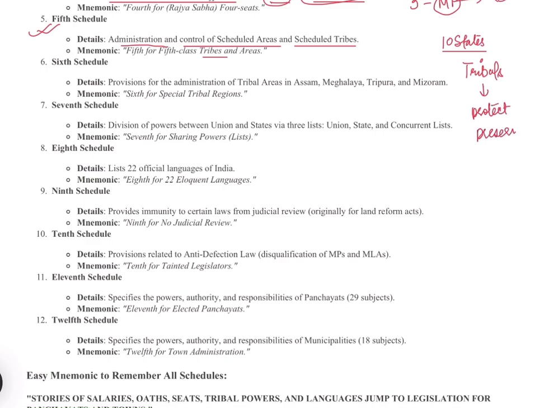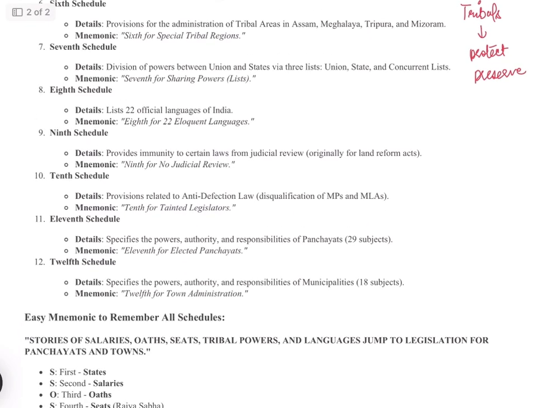And for that reason only they have created this fifth schedule, under which the areas in which they live are known as scheduled areas, and the community is called scheduled tribes. How the area will be controlled and administered by the government is given under the fifth schedule.